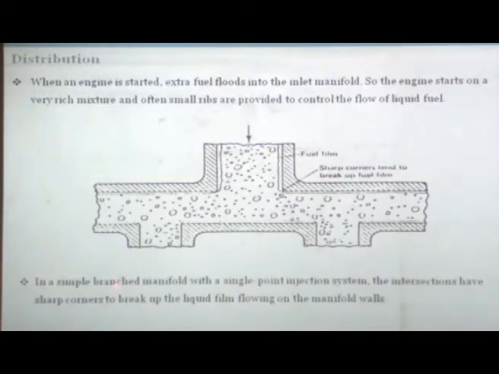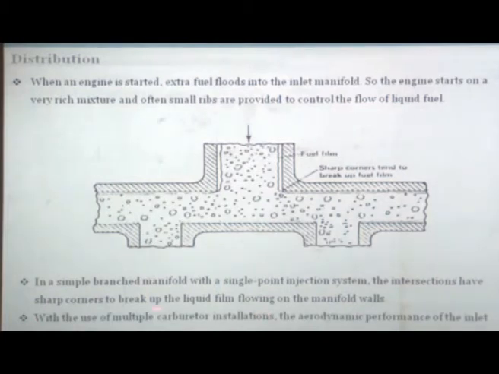So, in a simple branch manifold with a single point injection system, the intersections have sharp corners to break up the liquid film flowing on the manifold walls. So, sometimes the sharp corners can break, sometimes you provide extra ribs, the small ribs in the flow path, because you would know by the design itself what will be the flow path of the fuel, and in those areas you try to provide ribs, so that you can resuspend it.